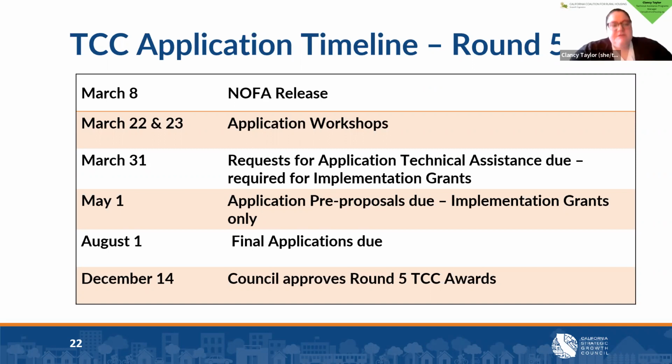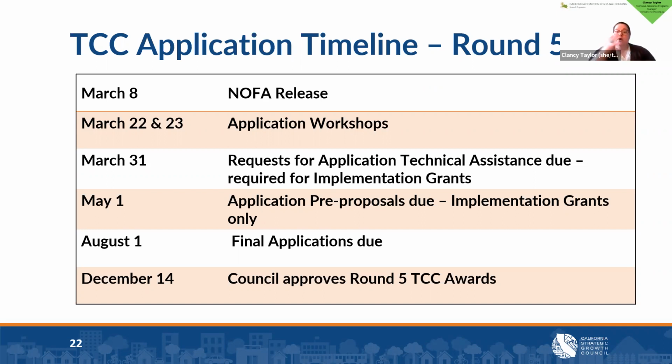Here are some dates you're going to need to know if you're interested in applying. March 31st, the request for application technical assistance is due. Application technical assistance is required for implementation grants. That should be released on the website in the next few weeks, and you'll need to submit that simple form by the 31st. On May 1st, there will be an application pre-proposal due, again only for the implementation grants. That is May 1st of this year.